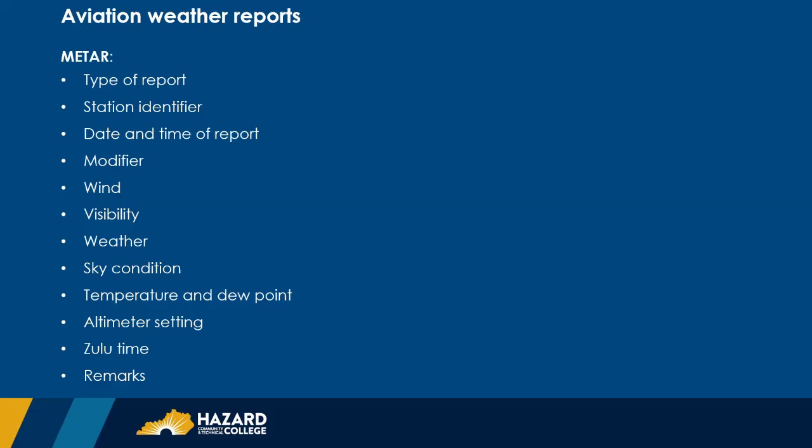Next, you'll have your date and time of report depicted in a 6-digit group. The first 2 digits are the date. The last 4 digits are the time of the METAR or SPECI, which is always given in coordinated universal time. A Z is appended to the end of the time to denote the time is given in Zulu time, as opposed to local time.